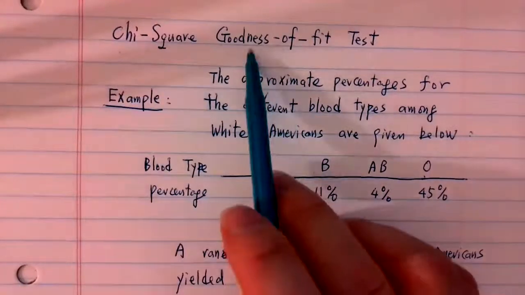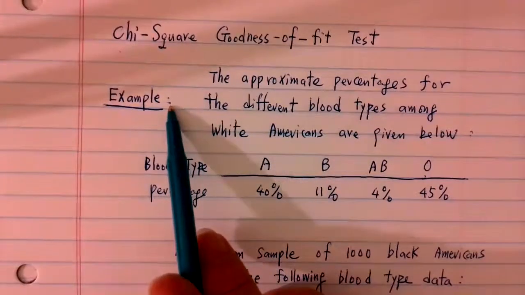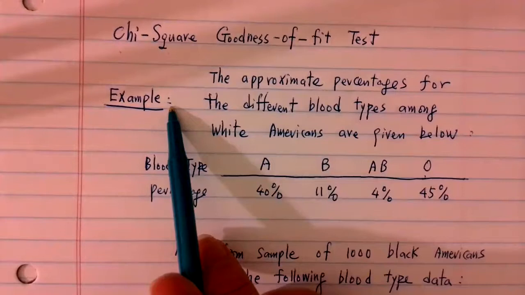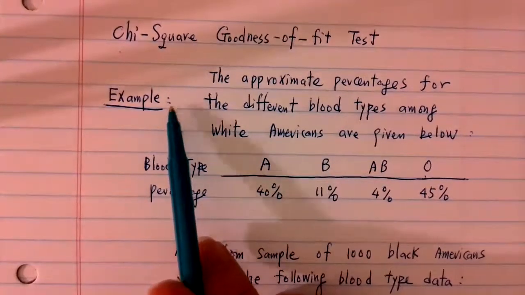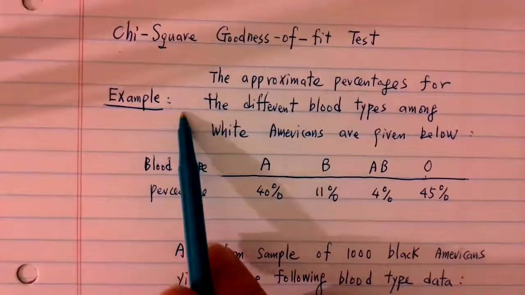Chi-square goodness of fit test, okay? I'm going to use this example to demonstrate what the chi-square goodness of fit test procedure is, and to show you the details through the example, okay?